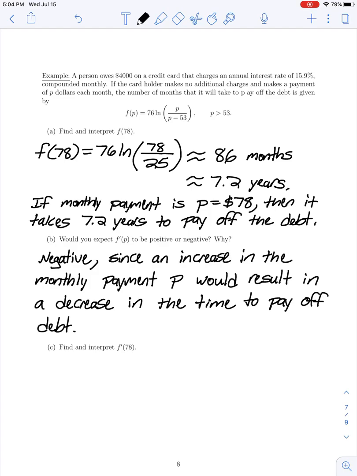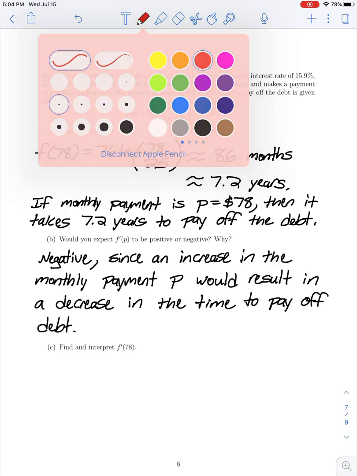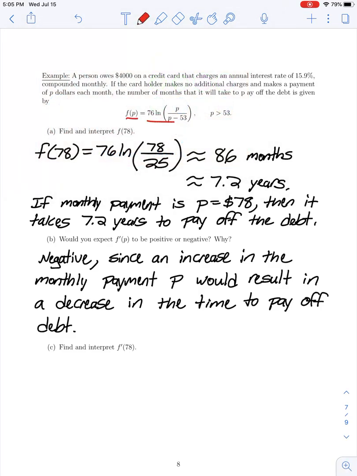That is, find and interpret the derivative of f at p equals 78. All right. So to find the derivative of this function, when we look back at the original function f of p, it's 76 times the log of a quotient. So we could make use of the chain rule together with the quotient rule to differentiate this, or using properties of logarithms, like we saw in the last lecture, we could rewrite the log of a quotient as the difference of two logarithms. So by rewriting our function, 76 times the log of p over p minus 53 becomes log p minus log of p minus 53.